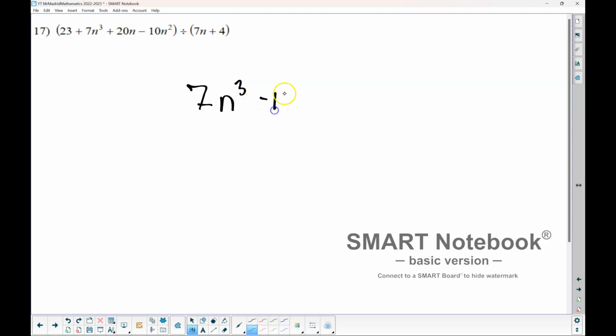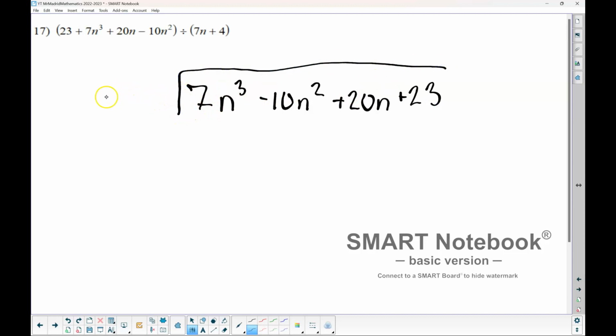Minus 10n squared plus 20n plus 23. They didn't put it in the right order. That's why it's tougher, so make sure you do it. Take a look at that, see what you think. So 7 goes into 7 one time. And I have 1, and I need 2 more, so I'm going to put n squared.